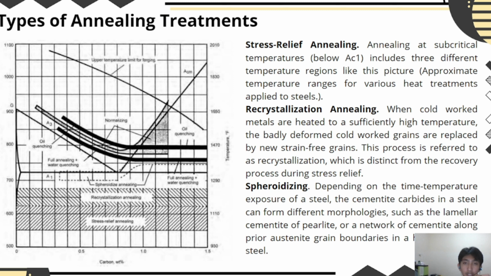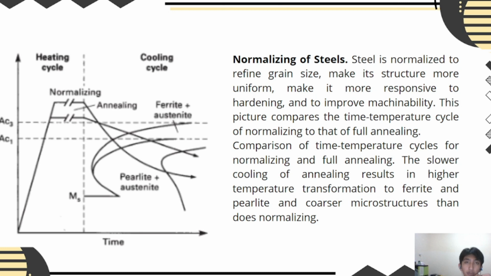Next is spheroidizing. Depending on the time-temperature exposure of a steel, the cementite carbides in a steel can form different morphologies, such as the lamellar cementite in pearlite or a network of cementite along prior austenite grain boundaries in a hypereutectoid steel. Now, normalizing of steel. The purpose of normalizing is to refine grain size, make the structure more uniform, and make it more responsive to hardening, with improved machinability. This picture compares the time-temperature cycle of normalizing to that of full annealing.